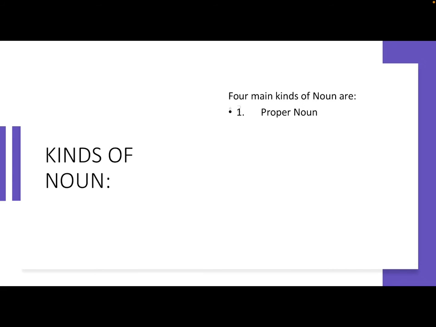Let's see the different kinds of noun. Majorly, there are four different kinds of noun, which are proper noun, common noun, collective noun and abstract noun. So these are the four main kinds of noun.